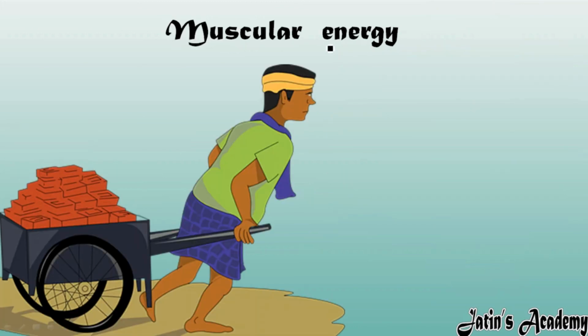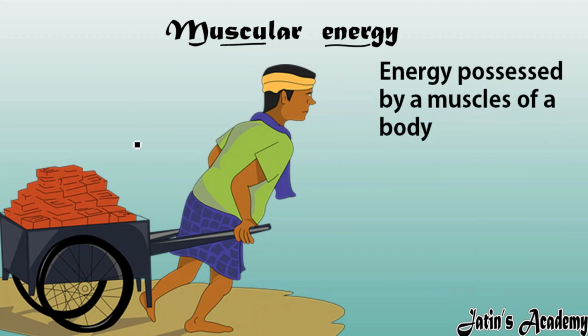Next, we are having muscular energy. Muscular, muscles, means whatsoever energy possessed by the muscles of an object. Means in order to move this heavy material, it is obviously our muscular energy that is needed. So this energy imparted by this man in order to move this heavy load, this energy possessed by this man is nothing but muscular energy. In order to lift up or move any heavy materials, we are using our muscular energy. So the energy imparted by that is known as muscular energy.